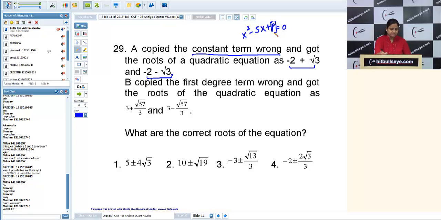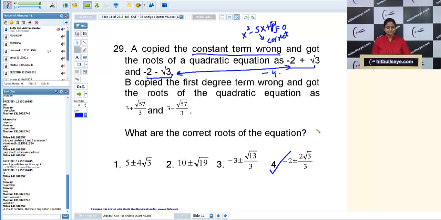Now, since the constant term was wrong, it means the coefficient of x will be correct. Now, what is the coefficient of x? That is the sum of roots. What should be the sum of roots here? It should be minus 4. So, I'll mark that option which is giving you the sum of the roots as minus 4. Can you say this is the fourth option only? Because in the first option you are getting 10, 20, then you are getting minus 6. This is the only option where you are getting sum as minus 4. That's why this is the answer. Yes, yes, exactly. Correct. Is it okay? Let us move.